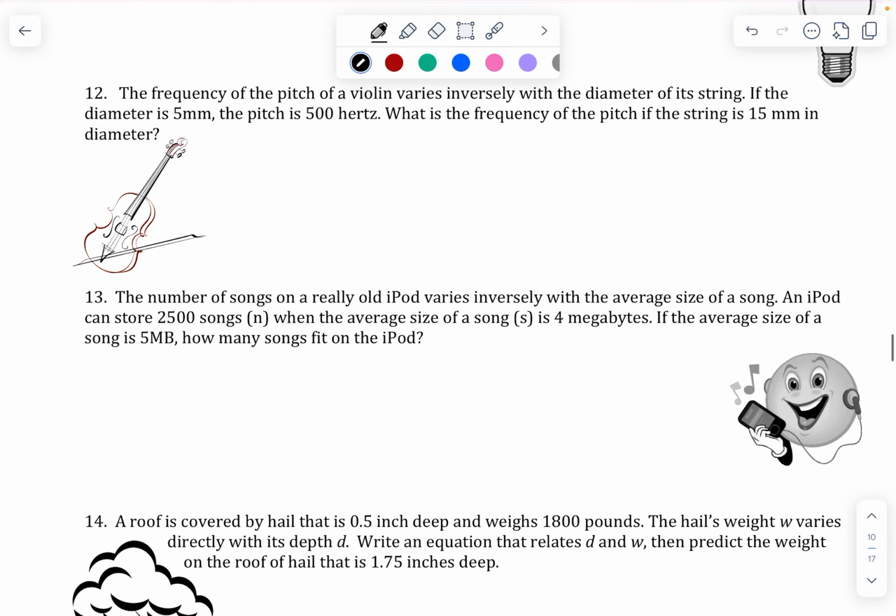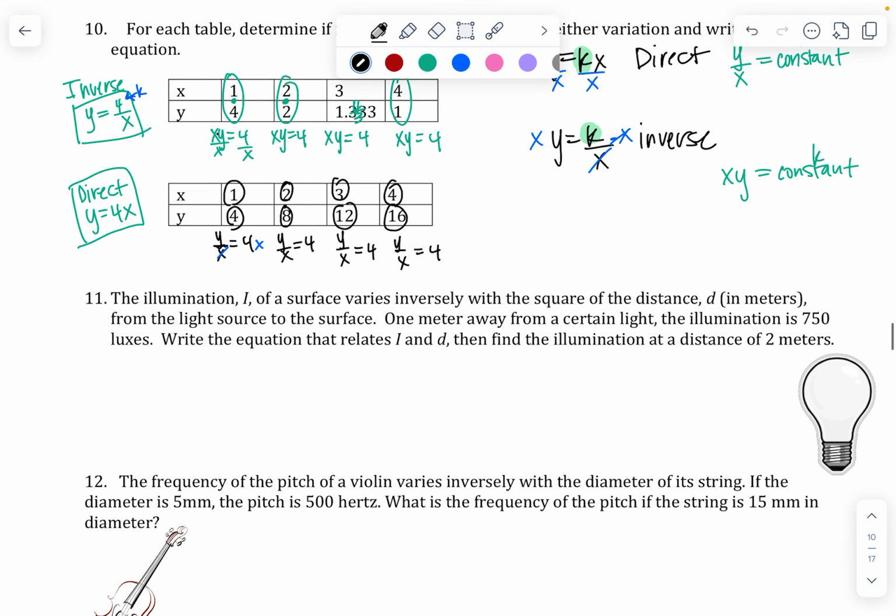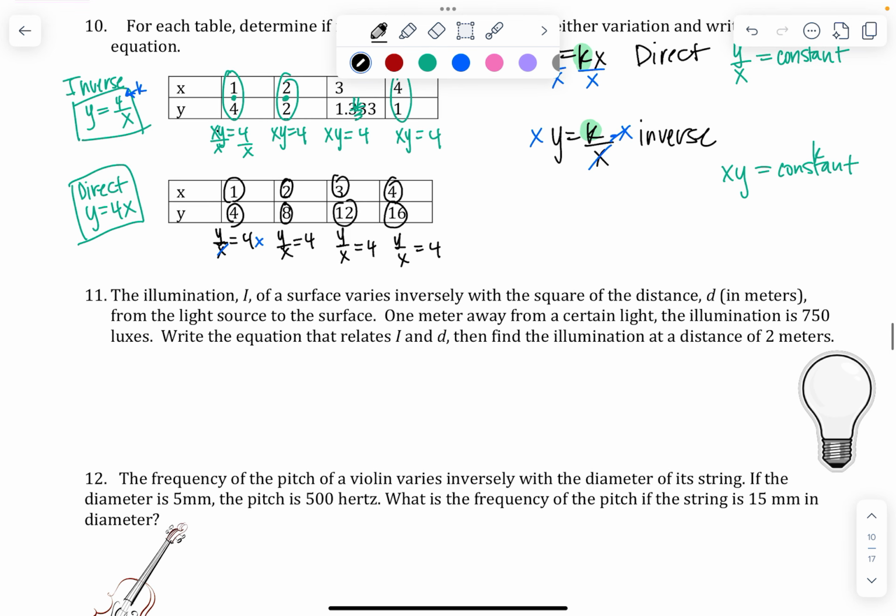All right, the last 4 examples are word problems. And so the script, whenever the first variable is always your y, if it says the script goes y varies with x.